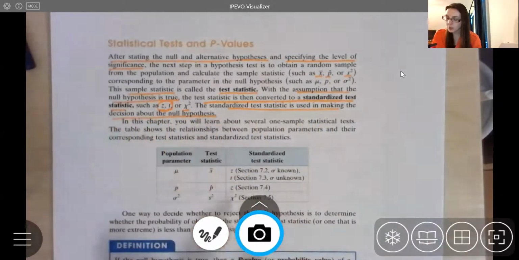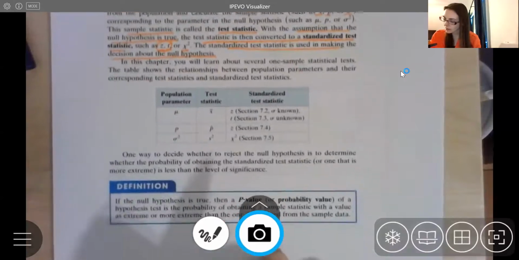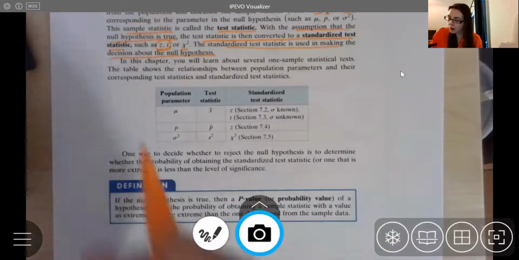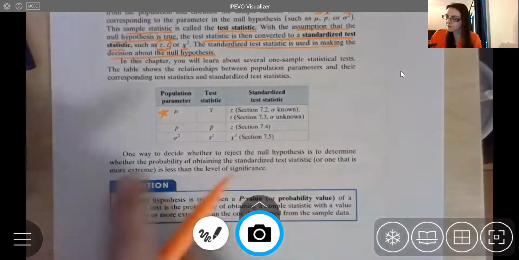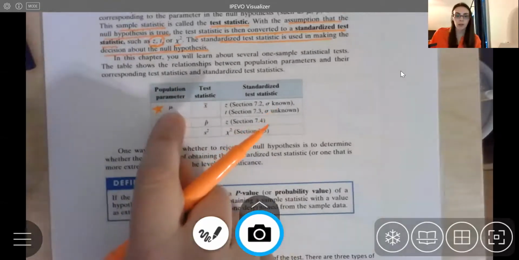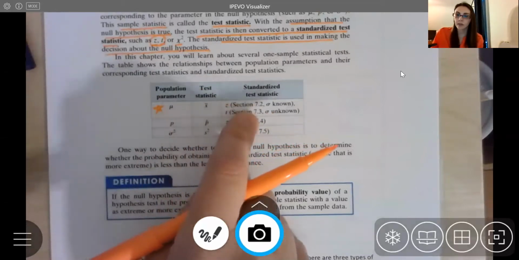And I know this all seems pretty confusing right now. So right now we're just kind of going through the definitions, and then we're going to put the whole process together. So for our class, we're really just going to focus on means. So our population parameter, we're going to use mu for mean, and we're going to use the X bar for our test statistic. And then we're going to cover sections 7.2 and 7.3.